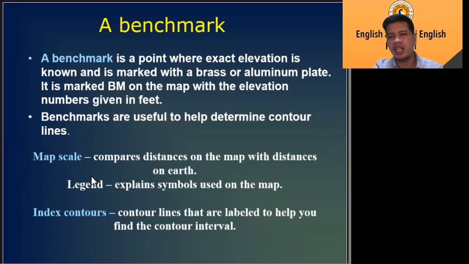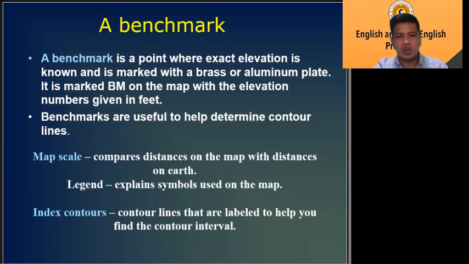We also have the map scale. With map scale, we compare distances on the map with distances on Earth. Using a topographic map, the map scale depends on the map. You can see that because there is a legend. For every map, there's always a legend that explains the symbols used on the map. Whatever symbols are used in the map, they are explained in a legend, usually on the side of the map.